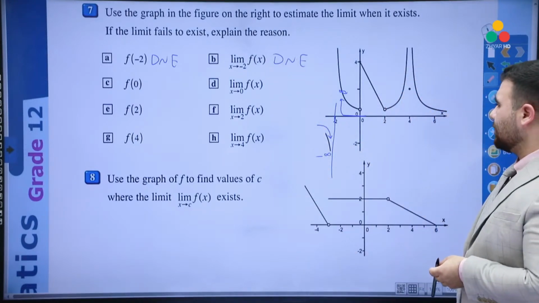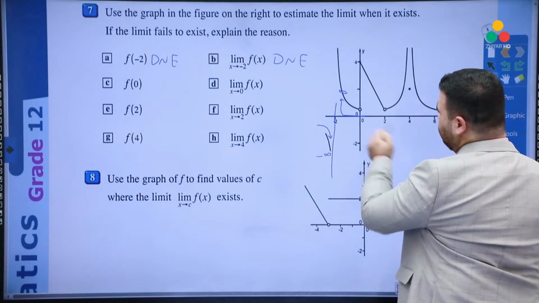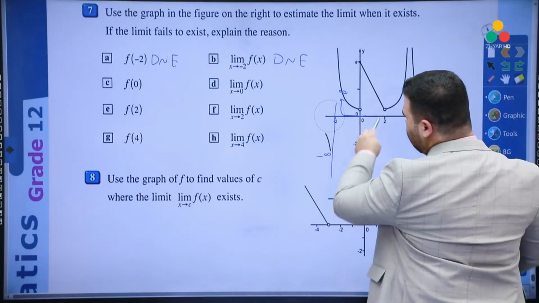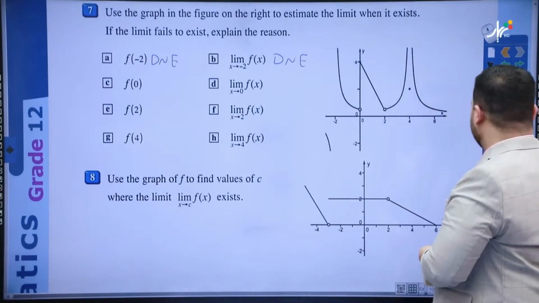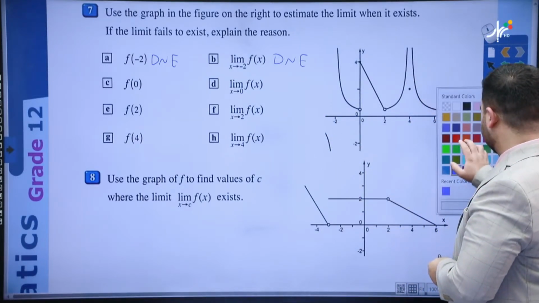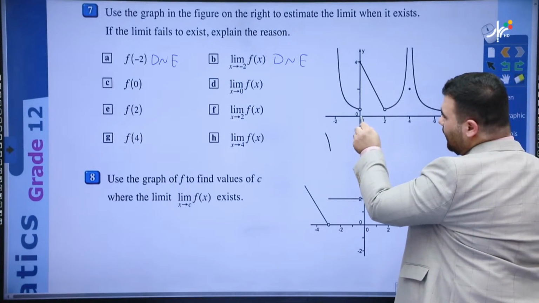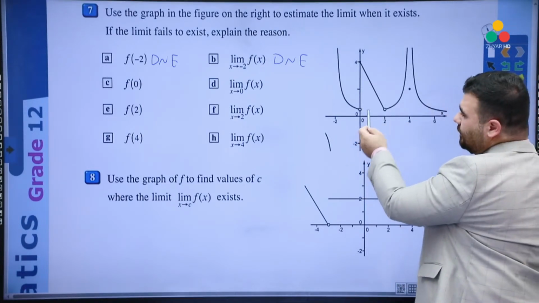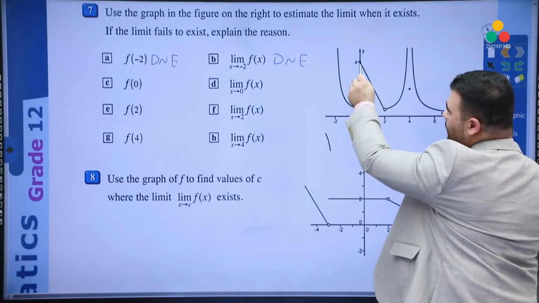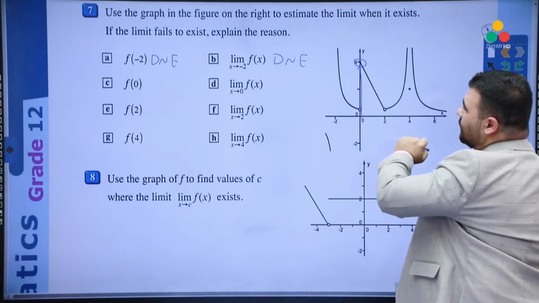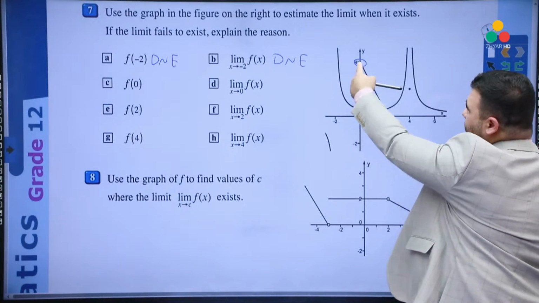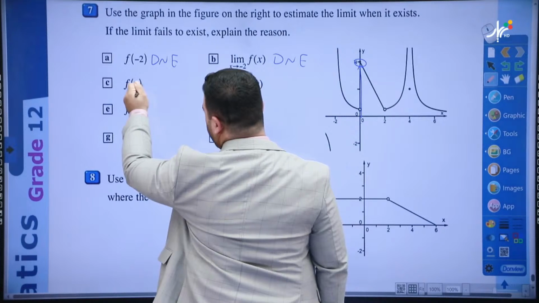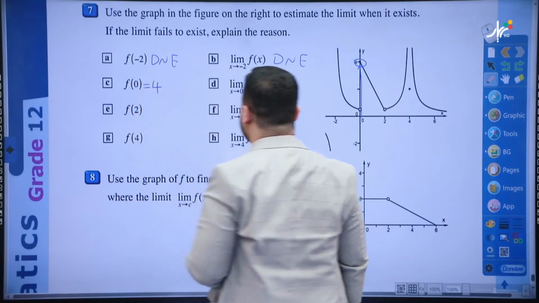C, f of 0. F of 0 is not here. This point is open, so it's not considered f of 0. F of 0 is right here. So f of 0 is equal to 4. In front of 0, the graph is at 4. Then f of 0 is 4.